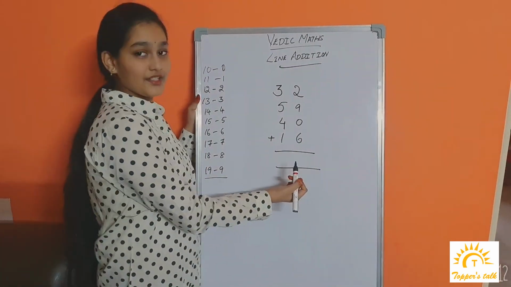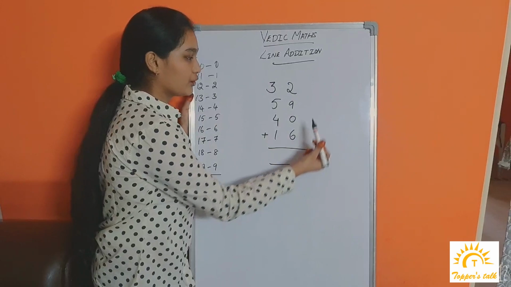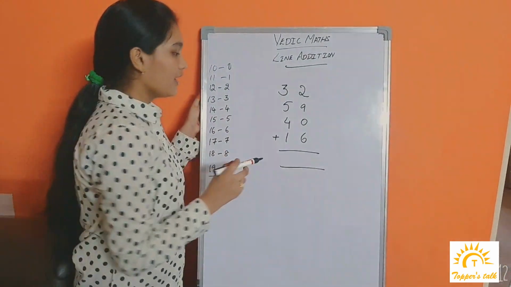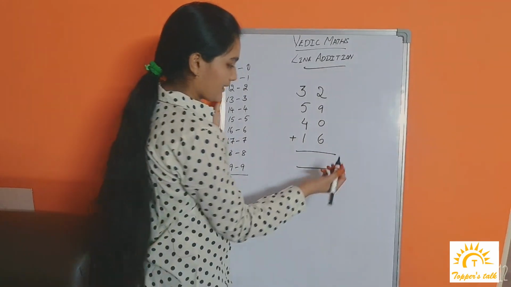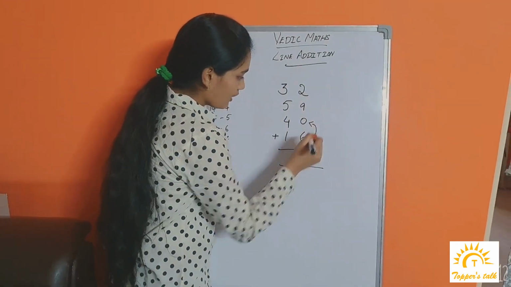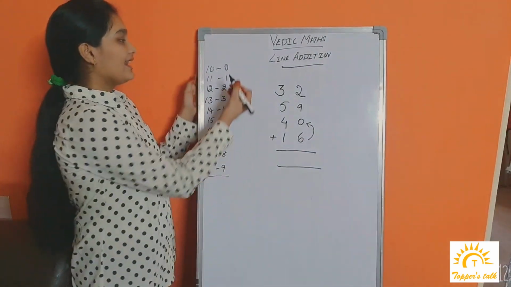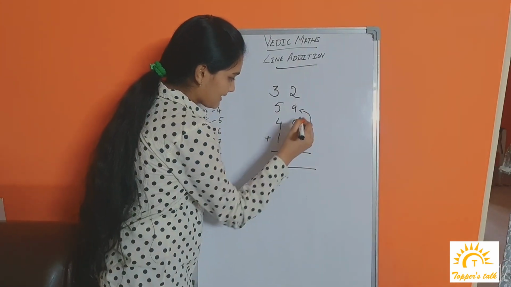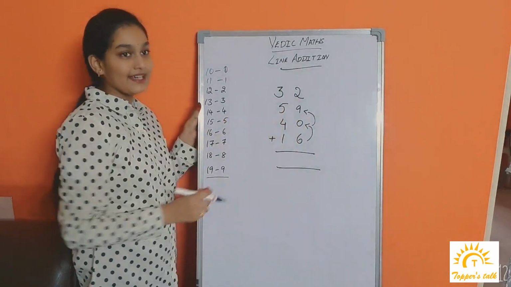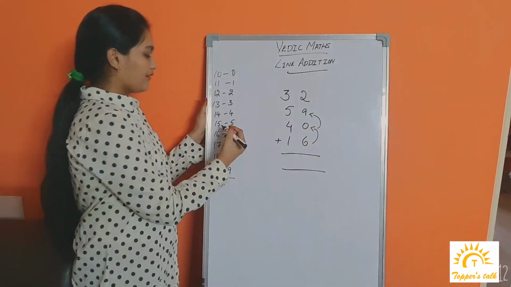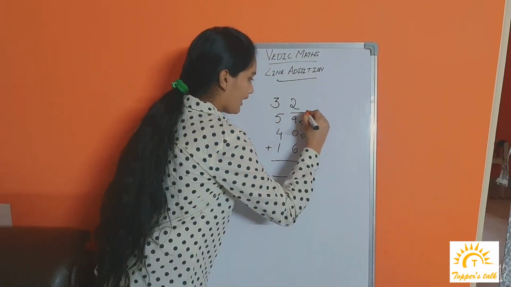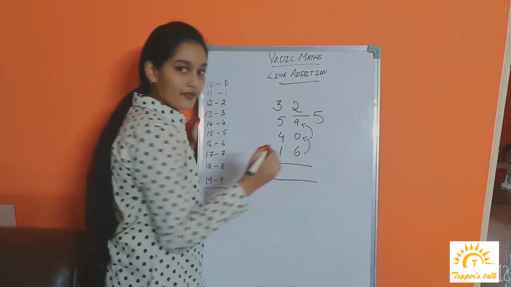Since it's a double-digit problem, first we have to do the ones place, and then we have to do the tens place. So now let's start from the bottom. 6 plus 0 is 6, which is less than 10. So we have to add 9 as well. 6 plus 0 plus 9 is 15, and 15 minus 10 is 5. So we have to draw a line and write 5.